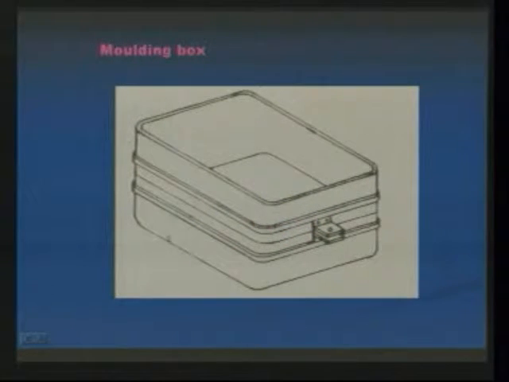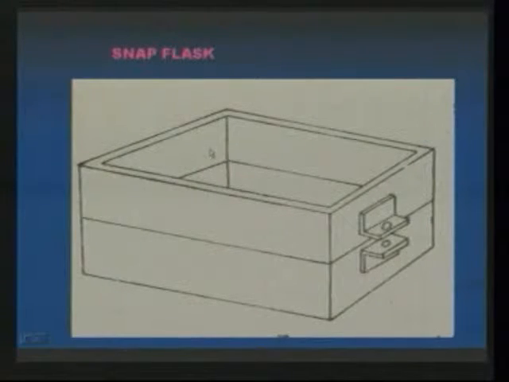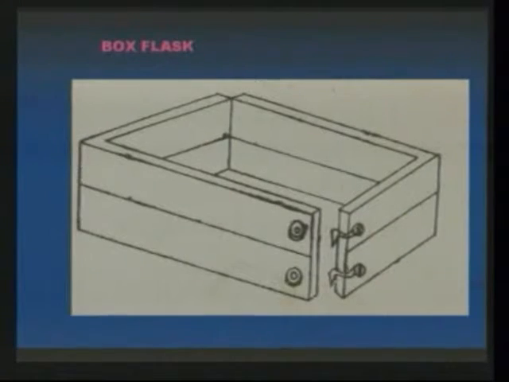This figure shows the molding boxes we are going to use for preparing a mold, and there are different varieties available, as shown in the figures. This one is a snap flask, which consists of both top and bottom flasks separately. And this one is a box flask, where one end we can fix with the help of some rivets and other screws.